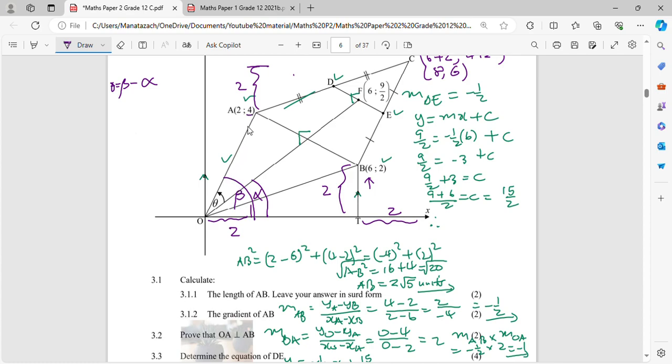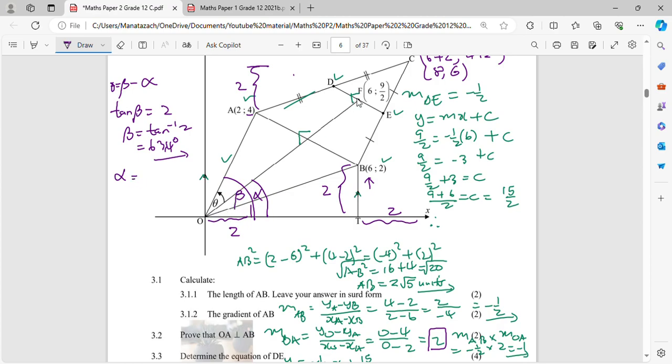Okay, let me start with angle beta. First of all, I know the gradient for OA. I've already worked it out before. It's 2. So I will say tan of beta is equal to 2. And then I'll get angle beta. It's arctan of 2, which is, using a calculator, arctan of 2 will give me 63.4 degrees.